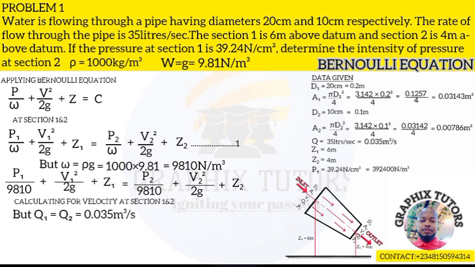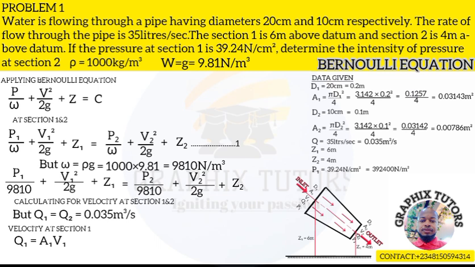So we'll move further. Recall, at section 1, the discharge is equal to what? The area at section 1 times the velocity at section 1. Remember that formula: discharge is equal to area times velocity. When you're using section 1, you use sub 1 there. Now when you put your value for discharge, discharge at section 1 is equal to discharge at section 2, which is what we have here, 0.035 meter cube per second.